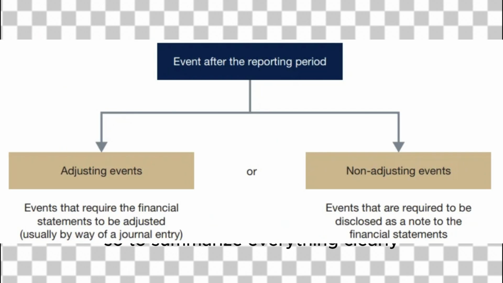So to summarize everything clearly, IAS 10 requires you to identify events after the reporting period and classify them into adjusting events, which require changes to the financial statements, and non-adjusting events, which require disclosure but no adjustment, while also paying close attention to special cases like dividends and going concern. And once you understand this classification and logic, you'll be able to handle most questions related to IAS 10 with confidence.